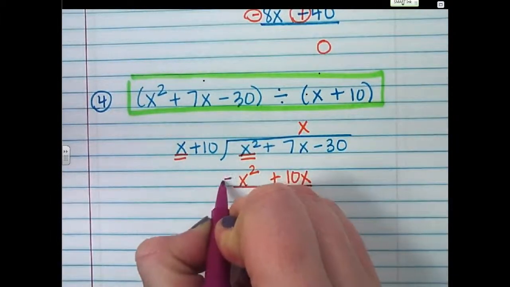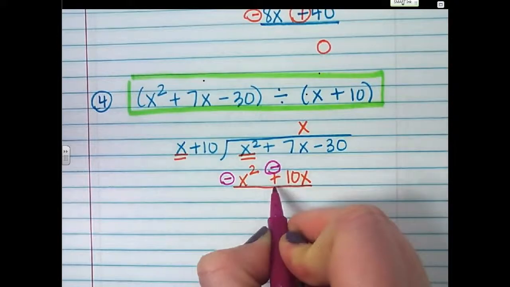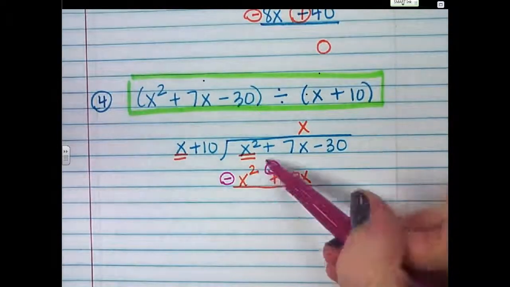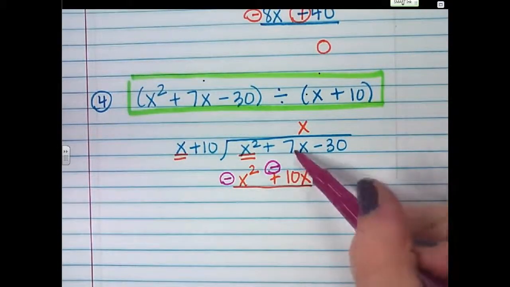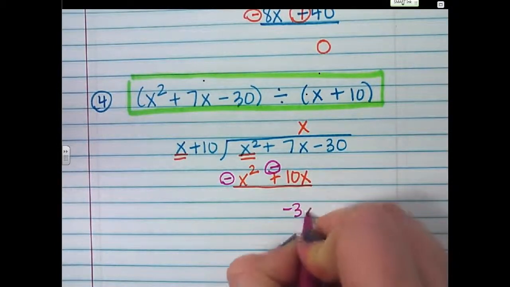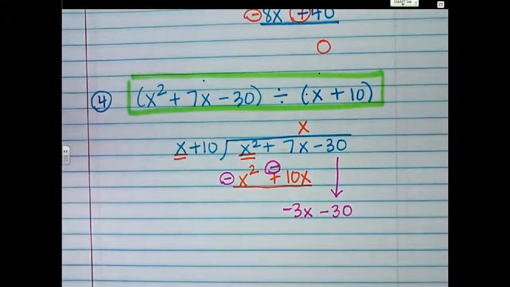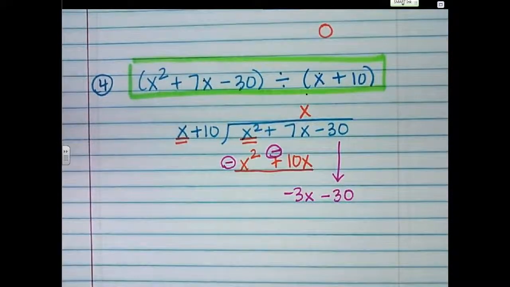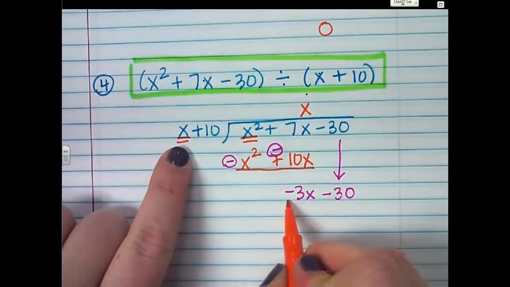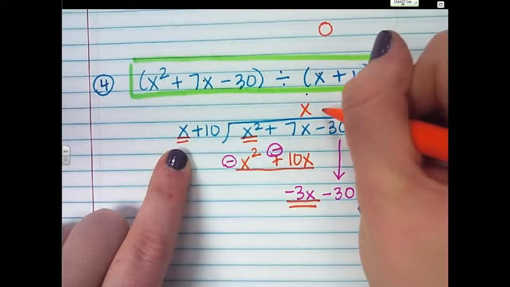So I subtract here. And what do I do here? You also subtract. So it's a plus, it changes signs, it becomes minus. So the x squareds go away. Then I have 7x minus 10x, which is negative 3x. And I bring down the negative 30. And then we do it again. What times x gives me negative 3x? Positive or negative 3? Negative 3.